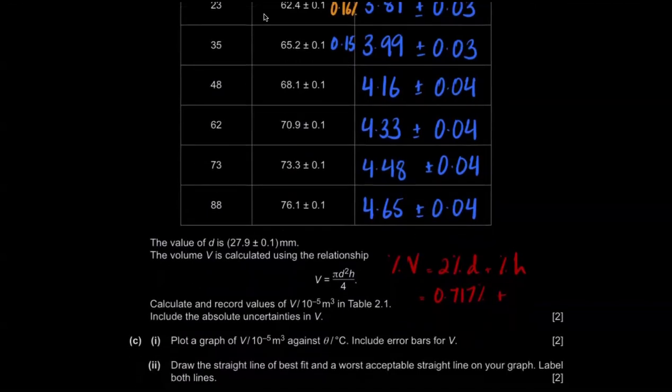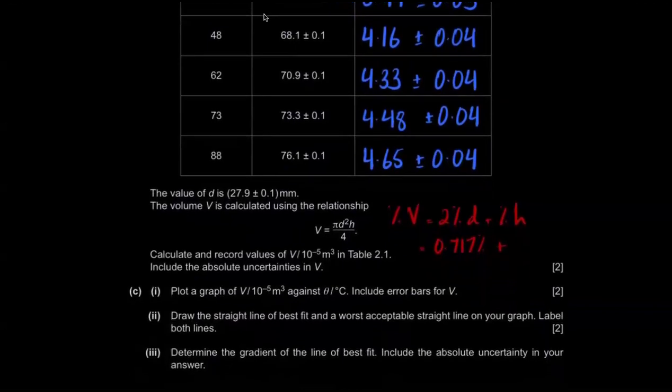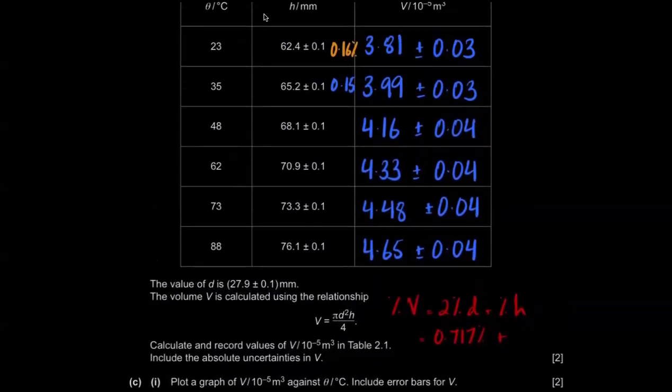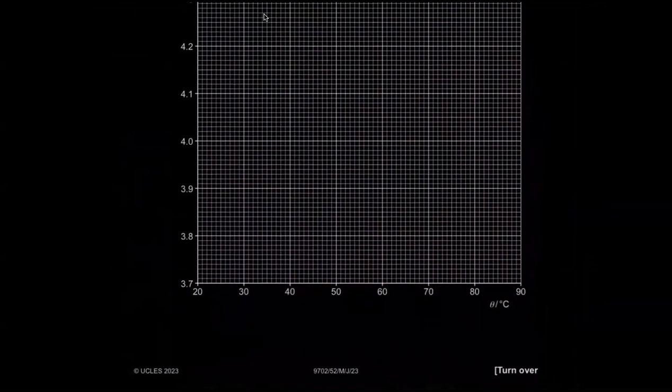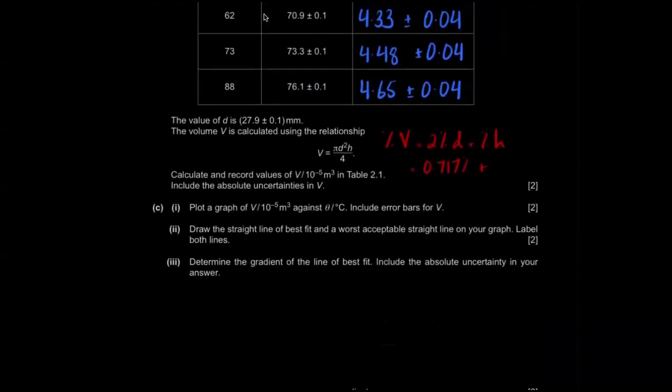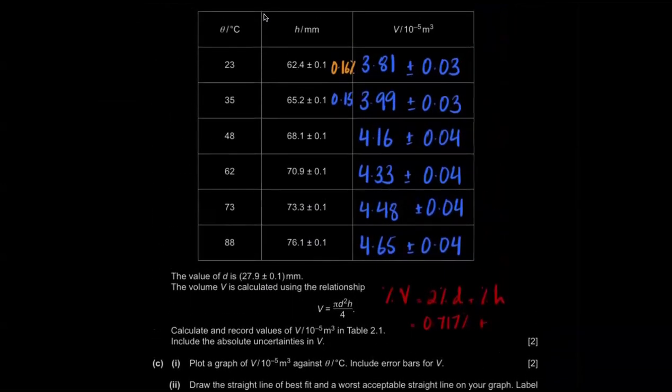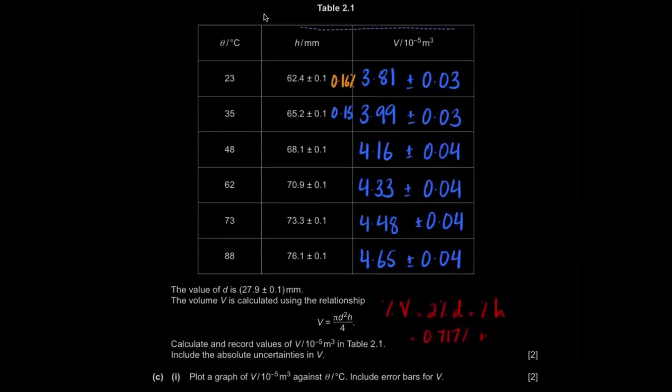How I got the uncertainties? Anything regarding this? All right. So now we go on to plotting this graph. So I have V in 10 to the negative 5 on my Y, theta in degrees Celsius on my X, and now I have to plot this graph. The nice thing about A2 is that you do not have to choose your scales. It's already been done for you. So I just need to plot these values now.